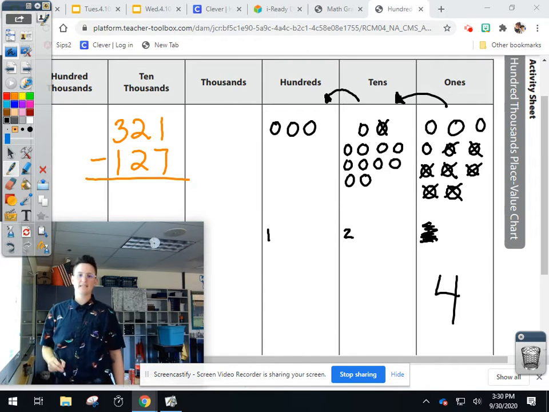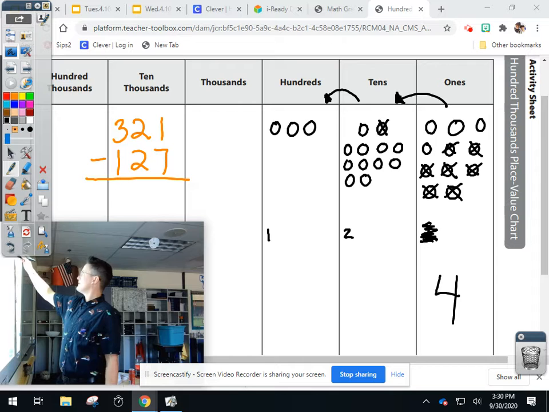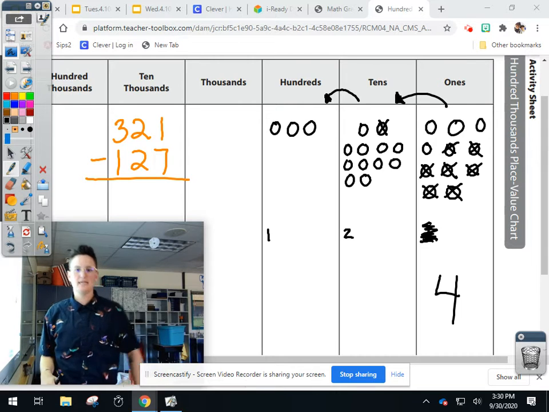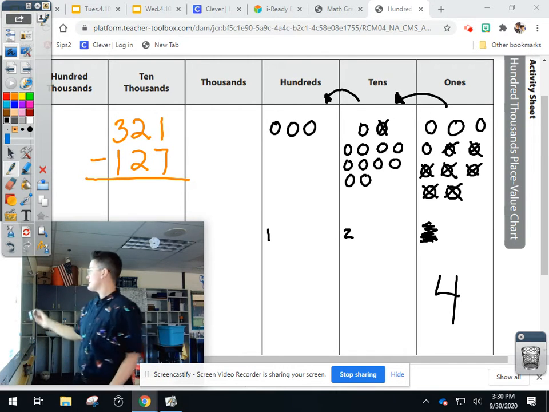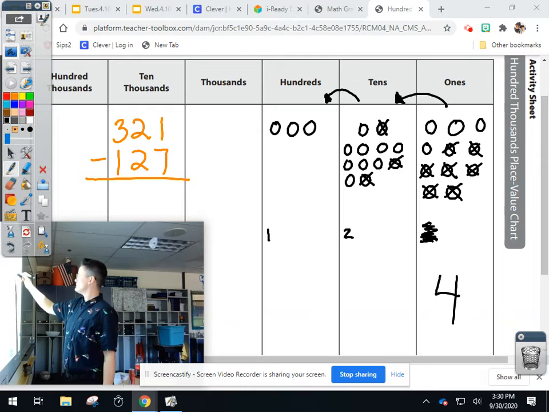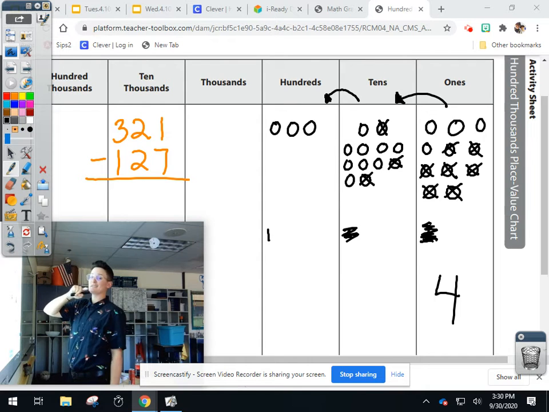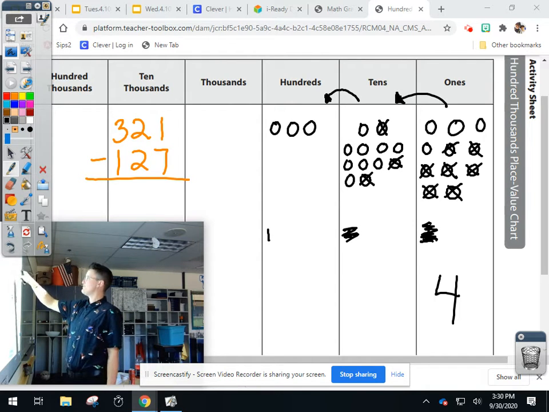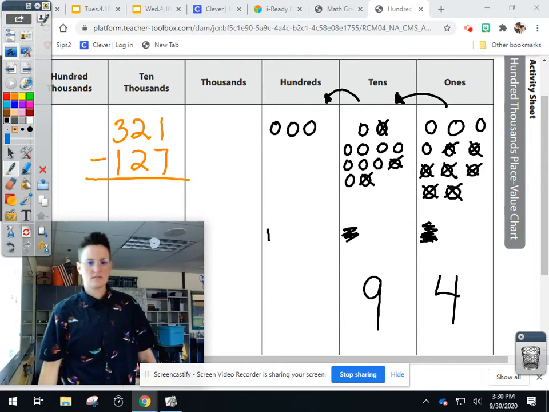Now I have 10 tens plus the 1 ten that I still had there. Okay, now I should be able to take away 2 tens. 1, 2. I took away those 2 tens, so I scribble that out. And now I count what I have left over that's not crossed out. 1, 2, 3, 4, 5, 6, 7, 8, 9. So I have 9 left over in my tens place.